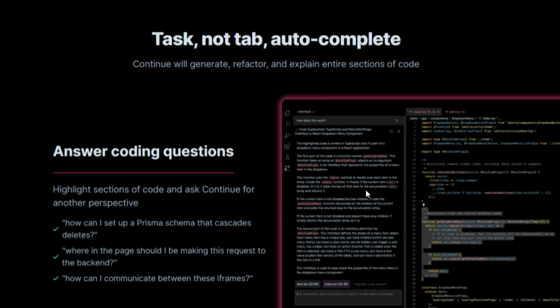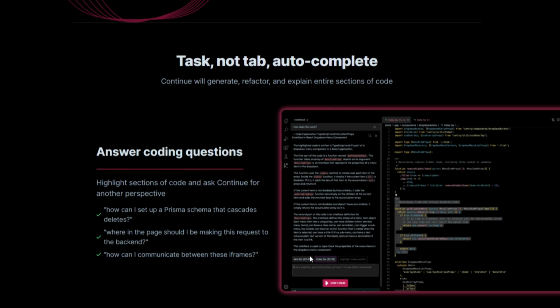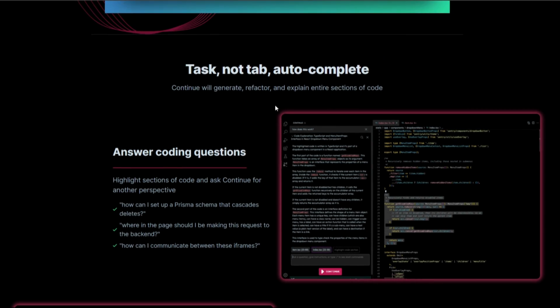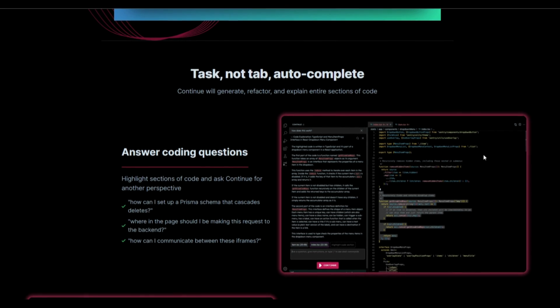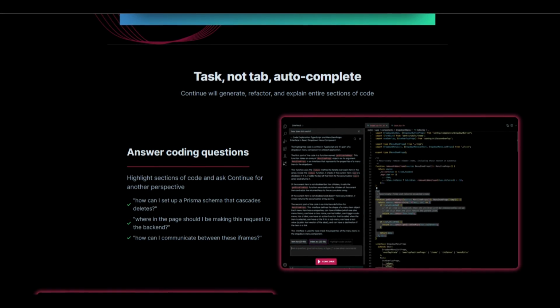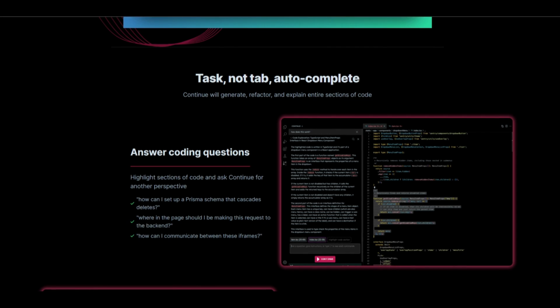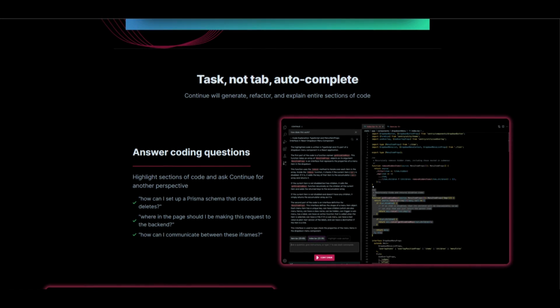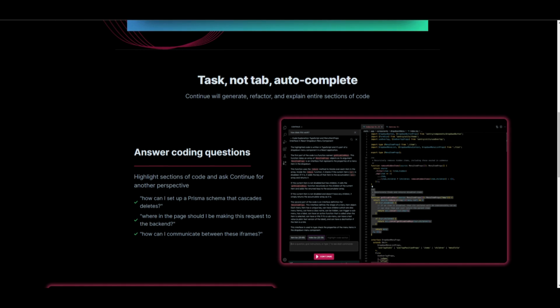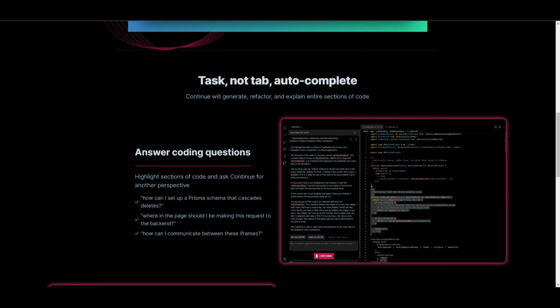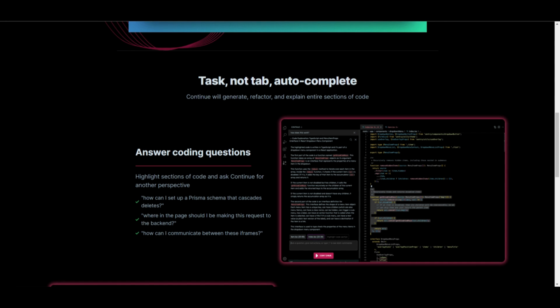Now let's take a look at some of the cool features of Continue. We can see that one of its standout features is its innovative approach to task-based code auto-completion. This is very beneficial, but it differs from the conventional tab-based autocomplete feature. You can specifically use it for coding tasks in natural language. It will not only autocomplete the code for you, but also generate it, refactor it, and provide explanations for the entire code sections related to the task that you gave it initially.